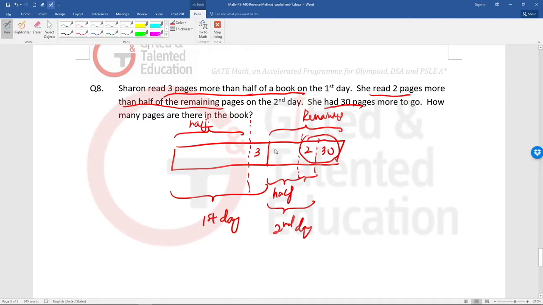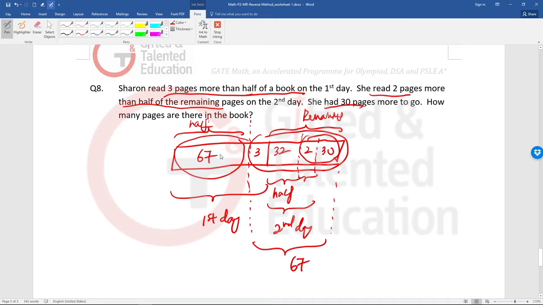This is also 32. So for this segment, we have 3 plus 32 plus 2 plus 30 giving us 67 pages. Because this segment is same as this segment, this must also be equals to 67. So at first, there must be 67 plus 67 giving us 134 pages at first.